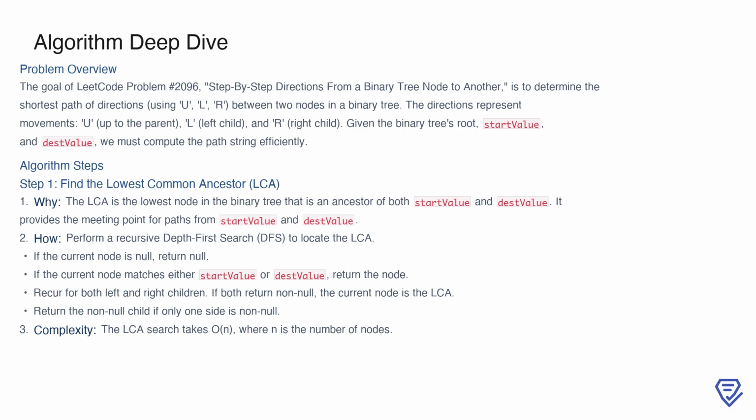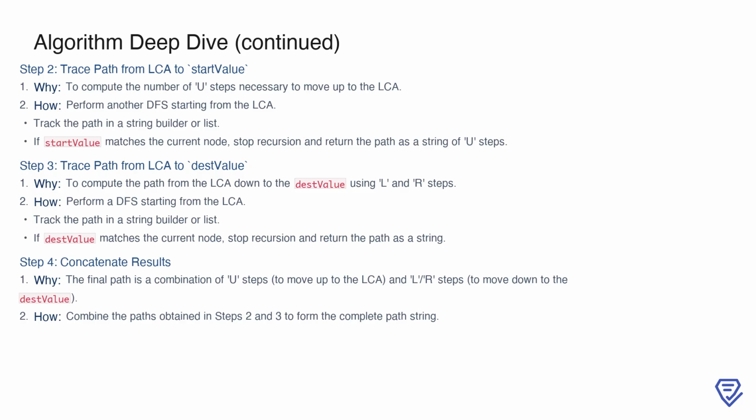tree. Once we have the LCA, the next step is to determine the path from the starting node to the LCA. This allows us to compute the number of U steps needed to move upward. To achieve this, we perform another DFS starting from the LCA, tracking the path as we go. If we encounter a node that matches the starting value, we stop the recursion and return the path as a sequence of U steps.